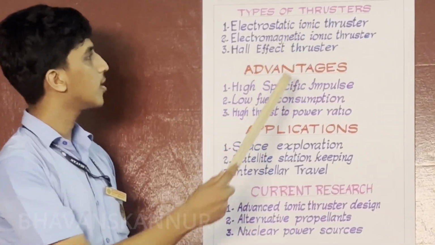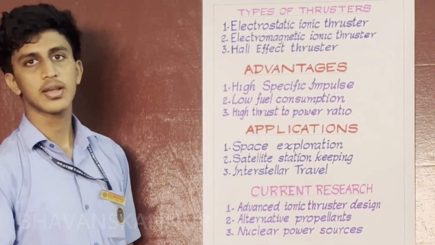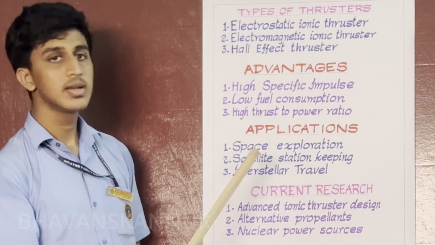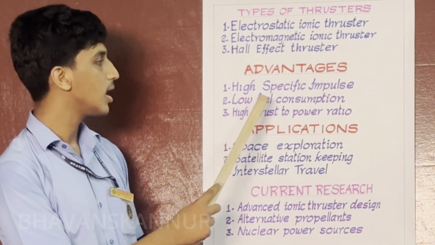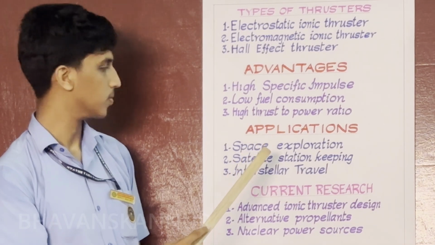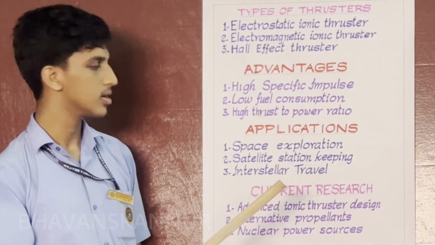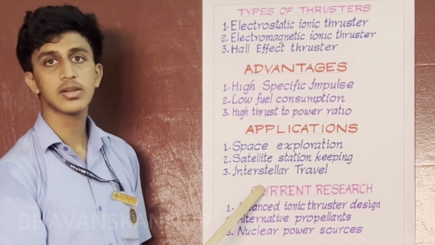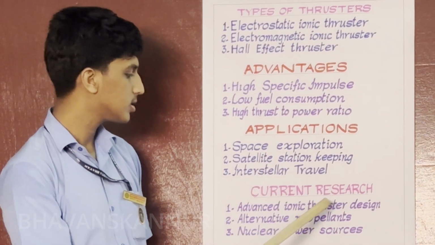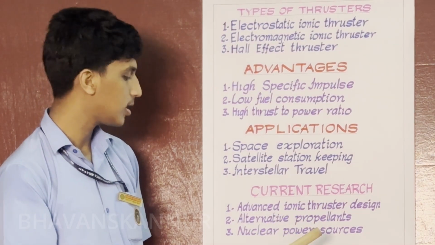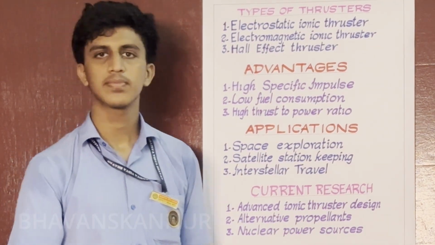Some of the main types of ionic thrusters are electrostatic ionic thrusters, electromagnetic ionic thrusters, and Hall effect thrusters. Some of the key advantages are high specific impulse, low fuel consumption, and high thrust to power ratio. Applications of ionic thrusters are space exploration, satellite station keeping, and interstellar travel. Some of the current research into ionic thrusters covers advanced ionic thruster design, alternate propellants, and nuclear power sources.